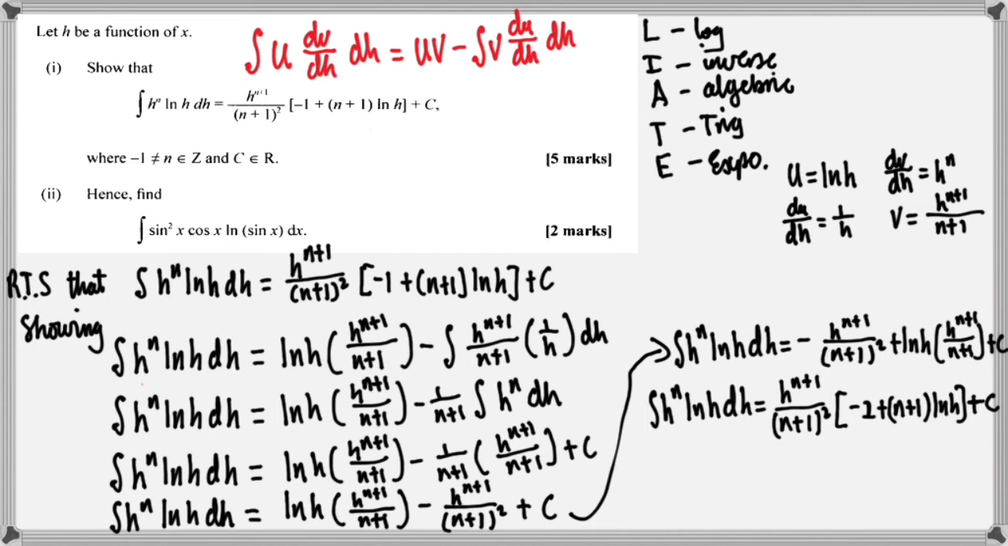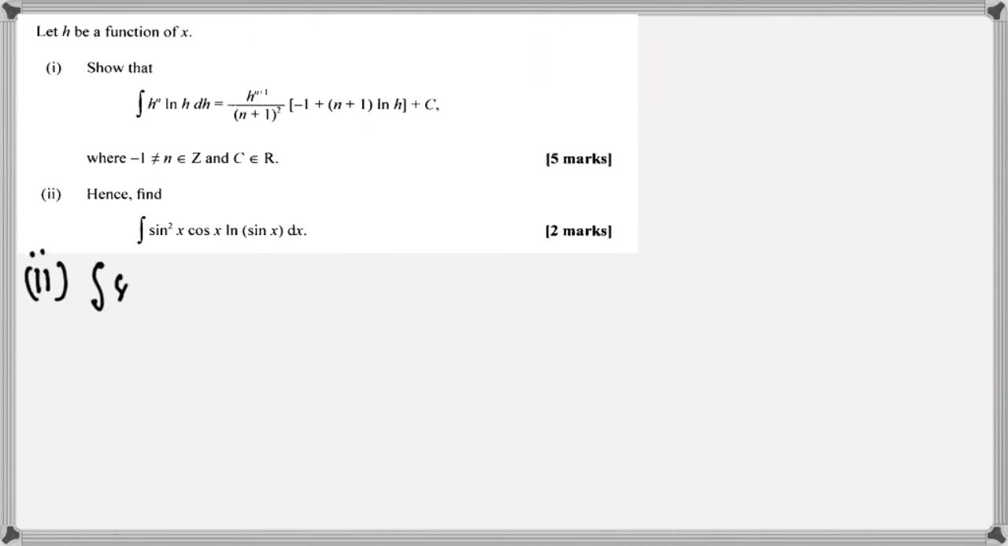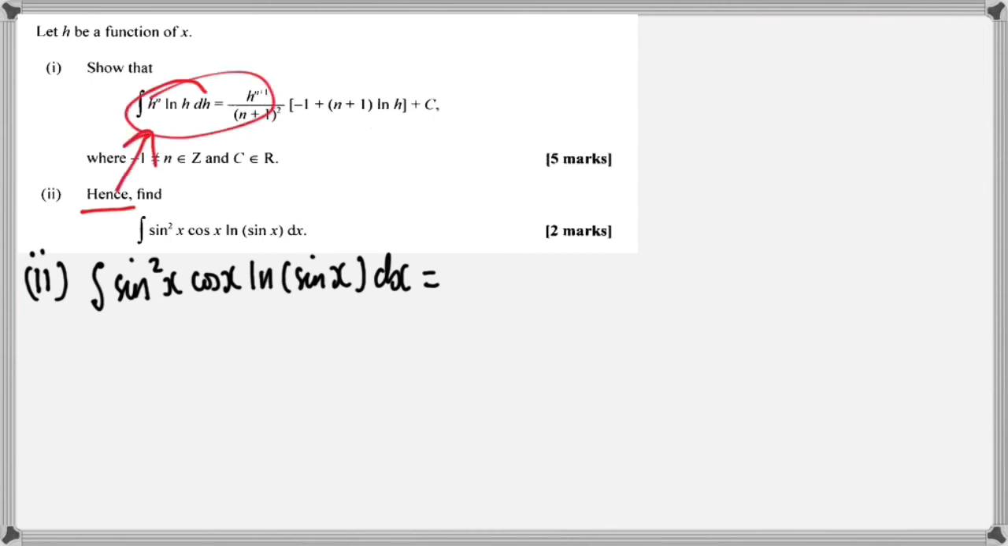Interesting. Let's try this on another page. So this is part 2. Let's write down what they're asking us to find. This is interesting. They say hence. Whenever they say hence, that should mean you want to use the information in the previous question or the previous part. But this integral here does not look like this.